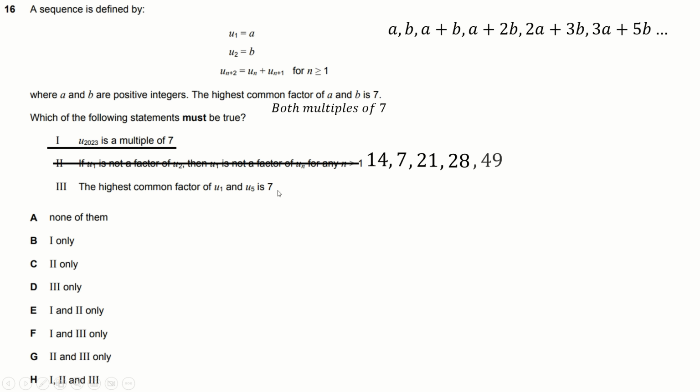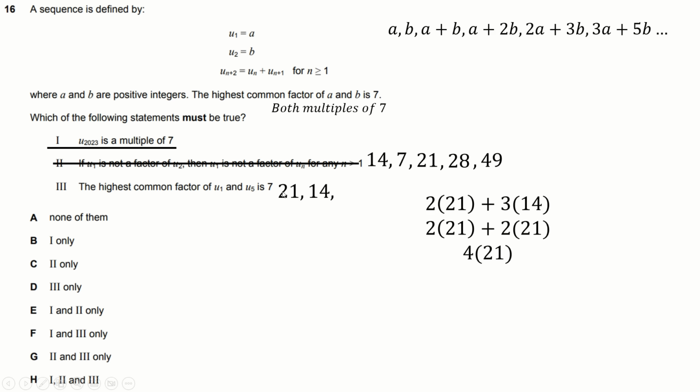Again, this took a little bit more effort, but I found a counterexample, 21, 14. So they both have a highest common factor of 7, so that's fine. And if you just do this, the fifth one, we can use this just to get there straight away, is 2 lots of 21 plus 3 lots of 14. Now 14 is 2 times 7. So pull the 2 out and put the 3 in, and you get this. And then this is 4 lots of 21, and that's the fifth term. And so the first term and the fifth term have a highest common factor of 21. So therefore, this is also not true. So 1 is the only one that is true.